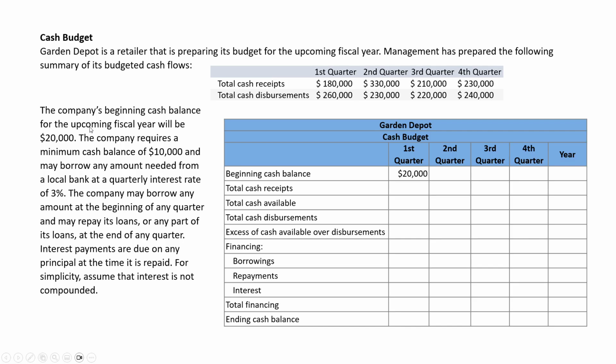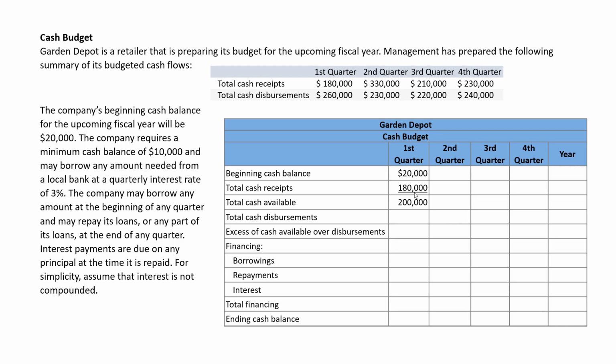They told us that that's going to be $20,000. So that's given information there. To that, I'm going to add expected cash receipts for the first quarter. That's going to be $180,000. So if I start with $20,000 in my bank account and I expect to collect $180,000, my total cash available for spending is going to be $200,000.